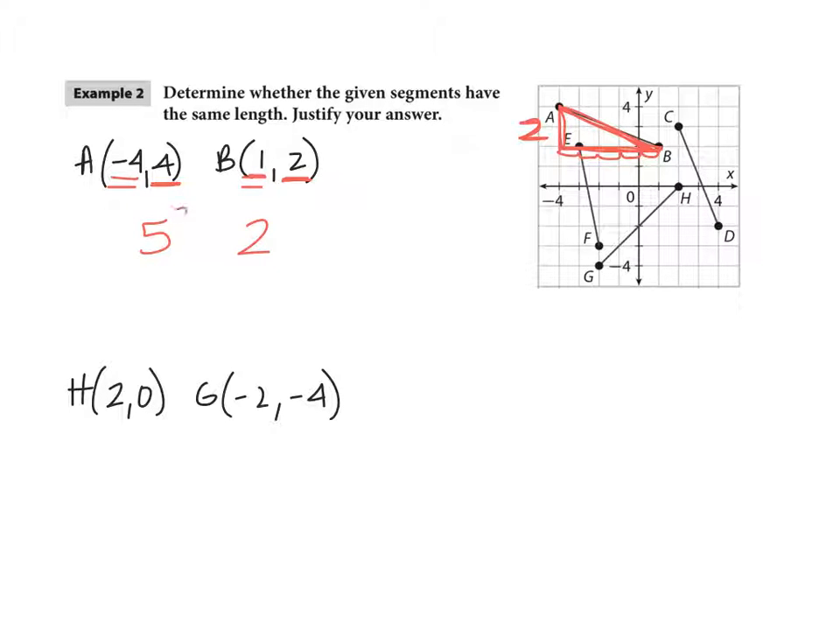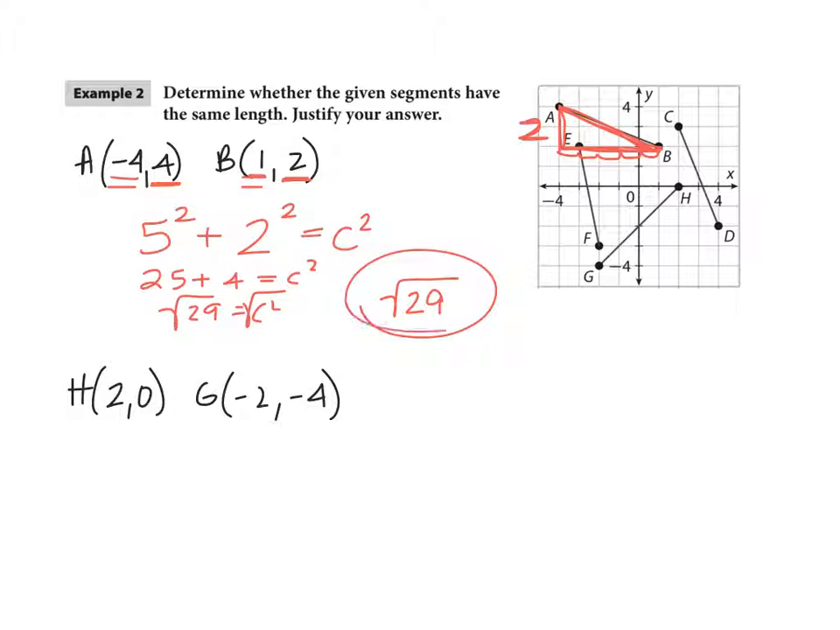So that's going to give me 5 squared plus 2 squared equals c squared. Now at that point, you can use your calculator if you need to. 25 plus 4, that's going to give me 29. Remember, the last part of the Pythagorean theorem is to take the square root. And the distance here, we can keep this exact, where we don't round it. This is the square root of 29. We can leave it just like that.